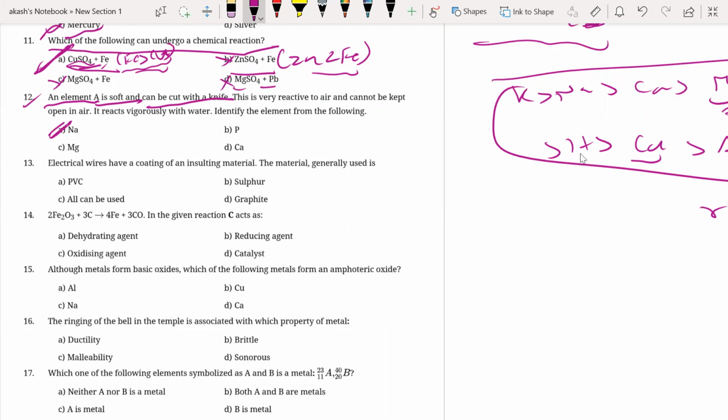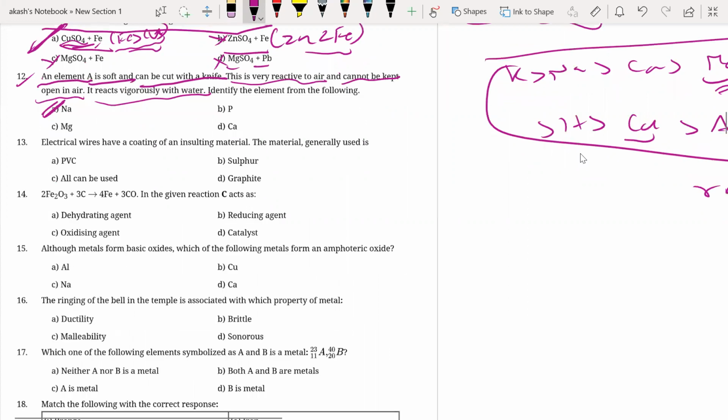Obviously, the other statements are also correct. It is very reactive to air, and it cannot be kept open because it will react with the oxygen in the atmosphere. It reacts vigorously with water. Yes, we all know this, right? But the first statement was enough for me to answer the question. That is sodium. Next question.